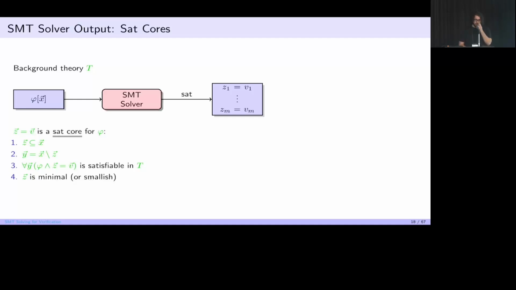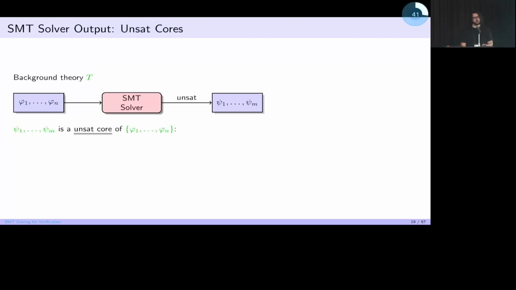In the same way that we have cores for satisfying assignments, we may have what we call an unsat core. This is the idea when you are trying to determine the satisfiability of a set of formulas and an SMT solver tells you that that set of formulas is unsat. And what do you do with that? Something that you are sometimes interested in knowing is what are the parts of your formula that are responsible for the unsatisfiability of the problem. So an unsat core is a subset of the input formula that suffices to make the formula unsatisfiable.